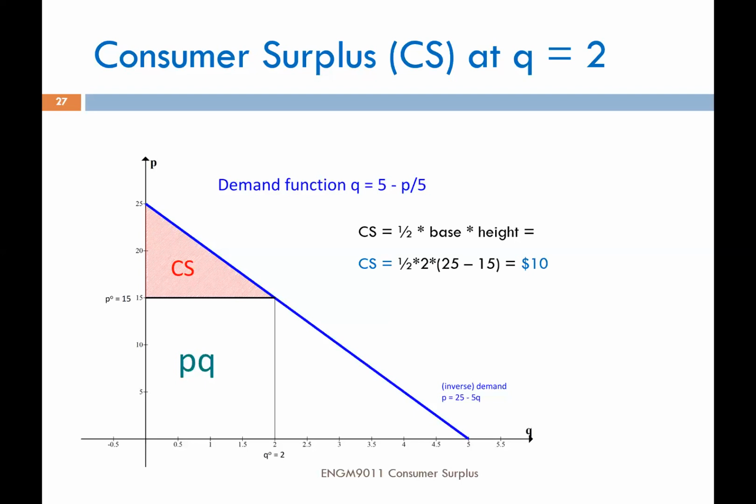So here's the net benefit to the consumer, and we call that the consumer surplus, right? How do we calculate that area? Well, we can just calculate the area of that triangle, half the base times the height. The base is 2, the height is equal to 10. So half the base times the height is equal to $10. Okay.